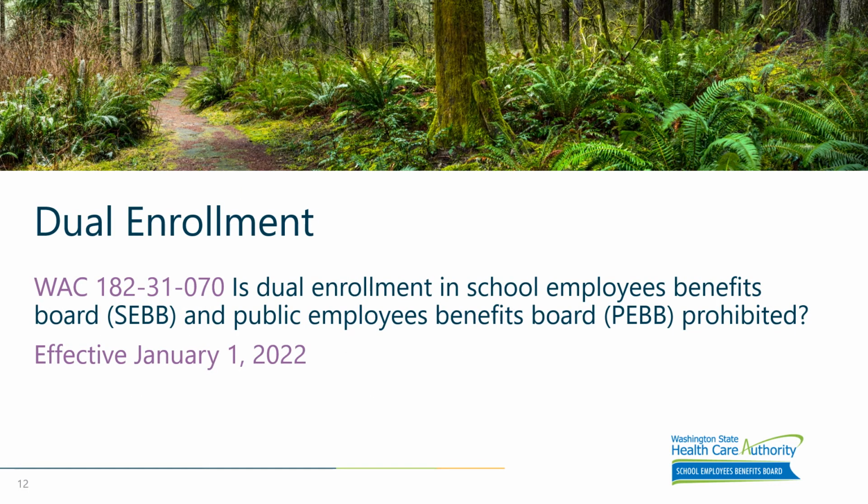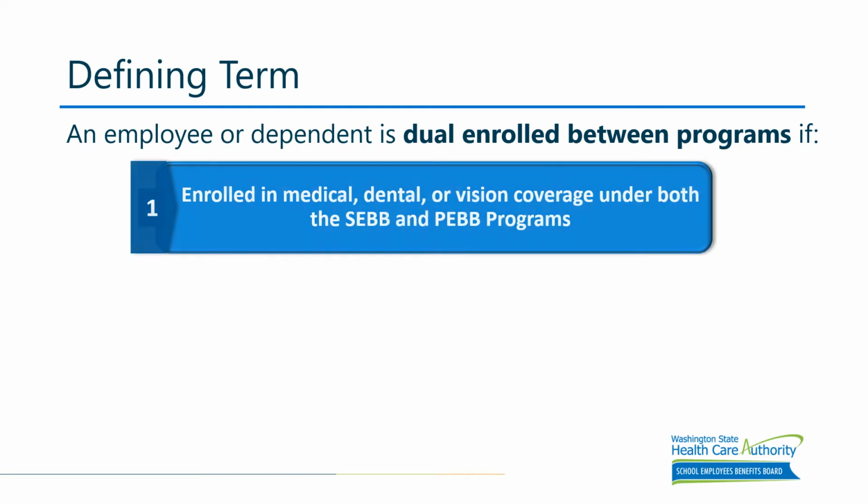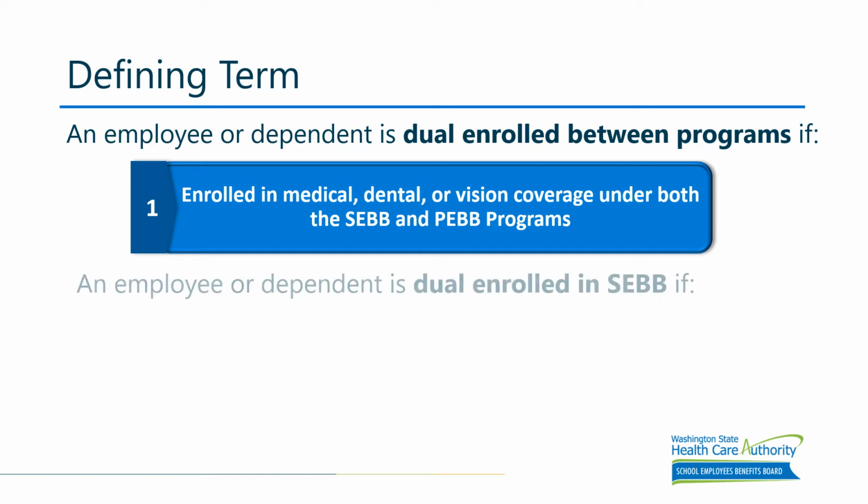So now we're going to talk about the dual enrollment policy and the changes that came out with an effective date of January 1st, 2022. When it comes to defining terms, what is dual enrollment? An employee or dependent is dual enrolled between programs if they are enrolled in medical, dental, or vision coverage under both the SEBB program and the PEB program.